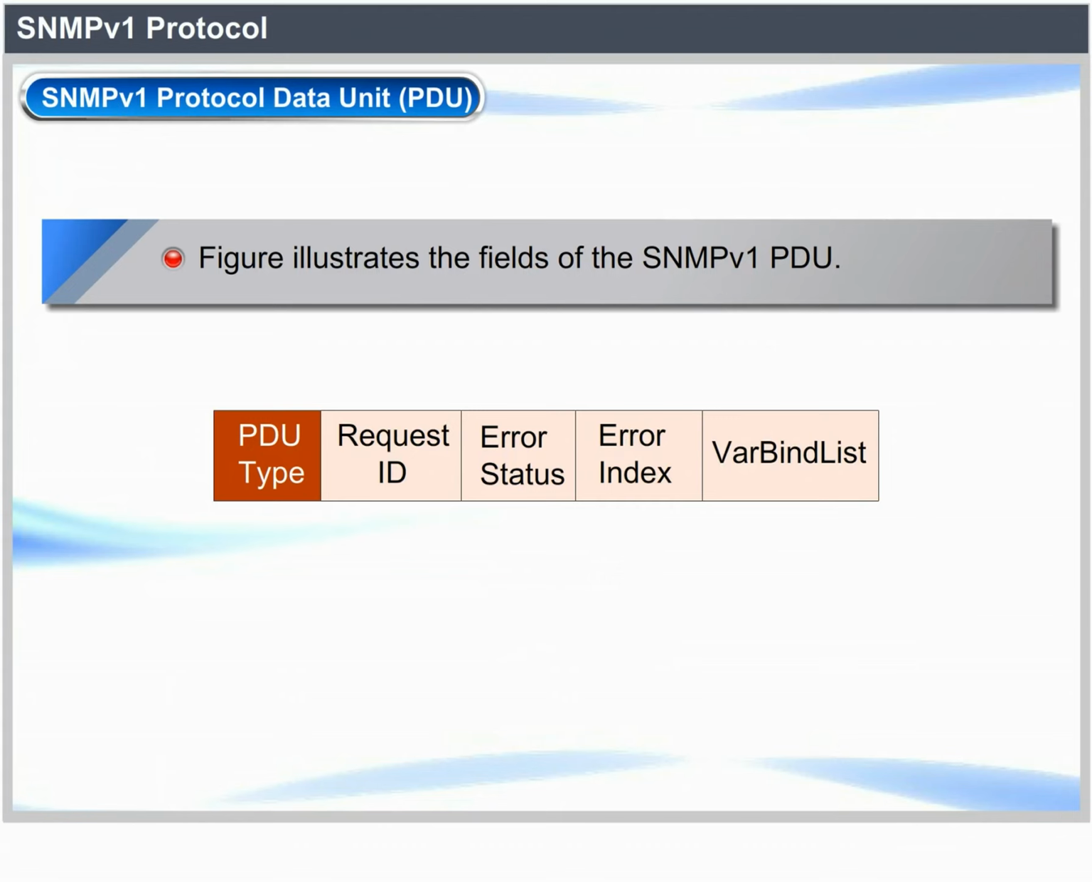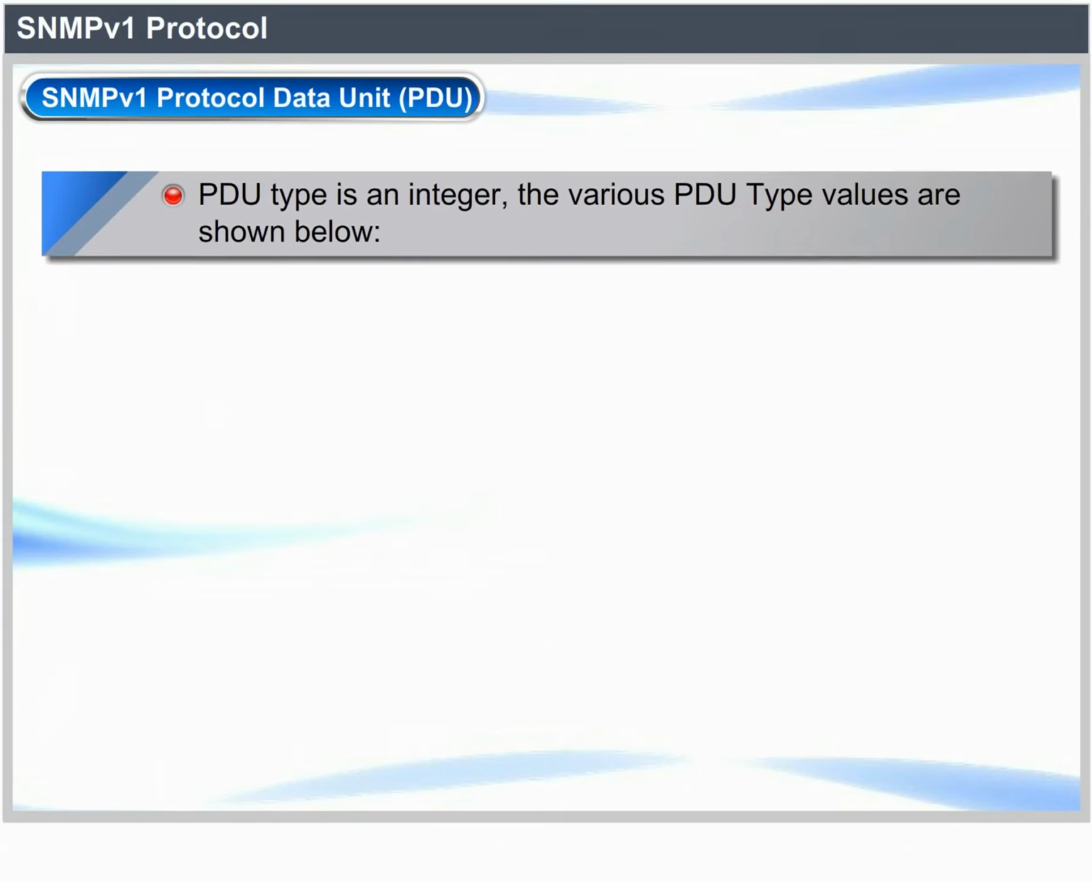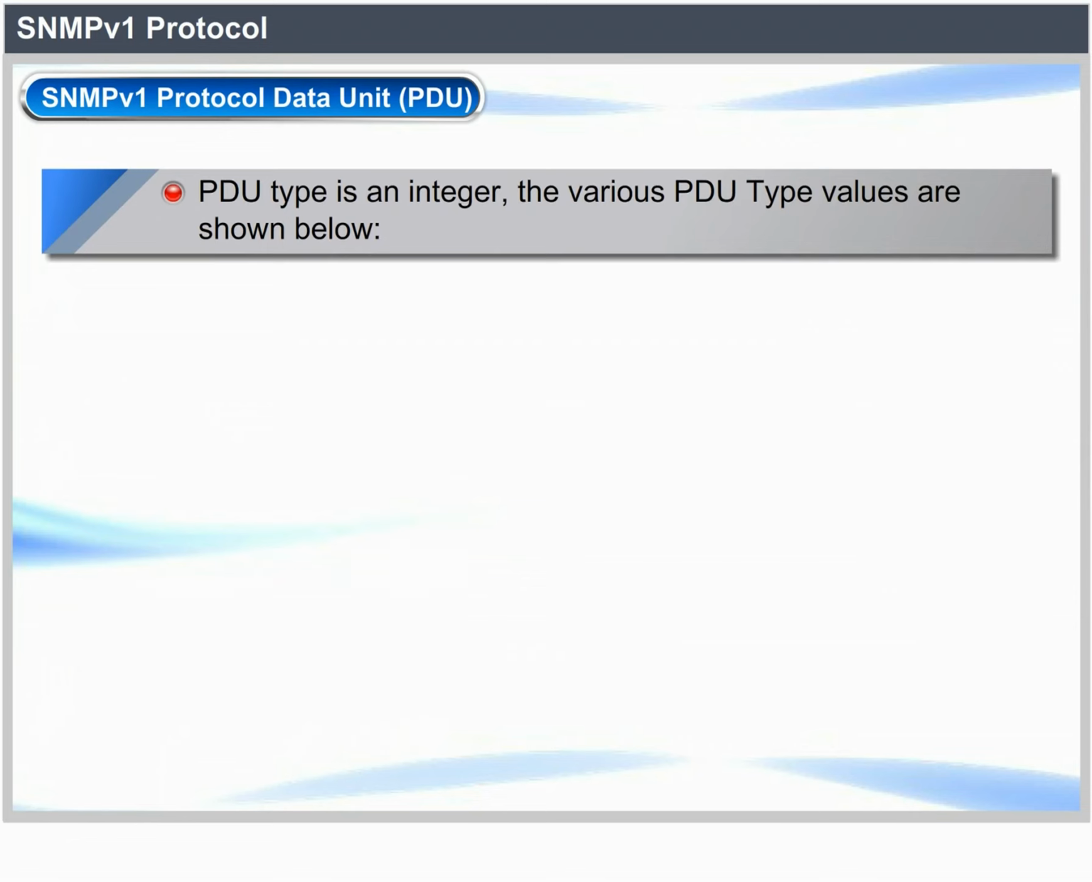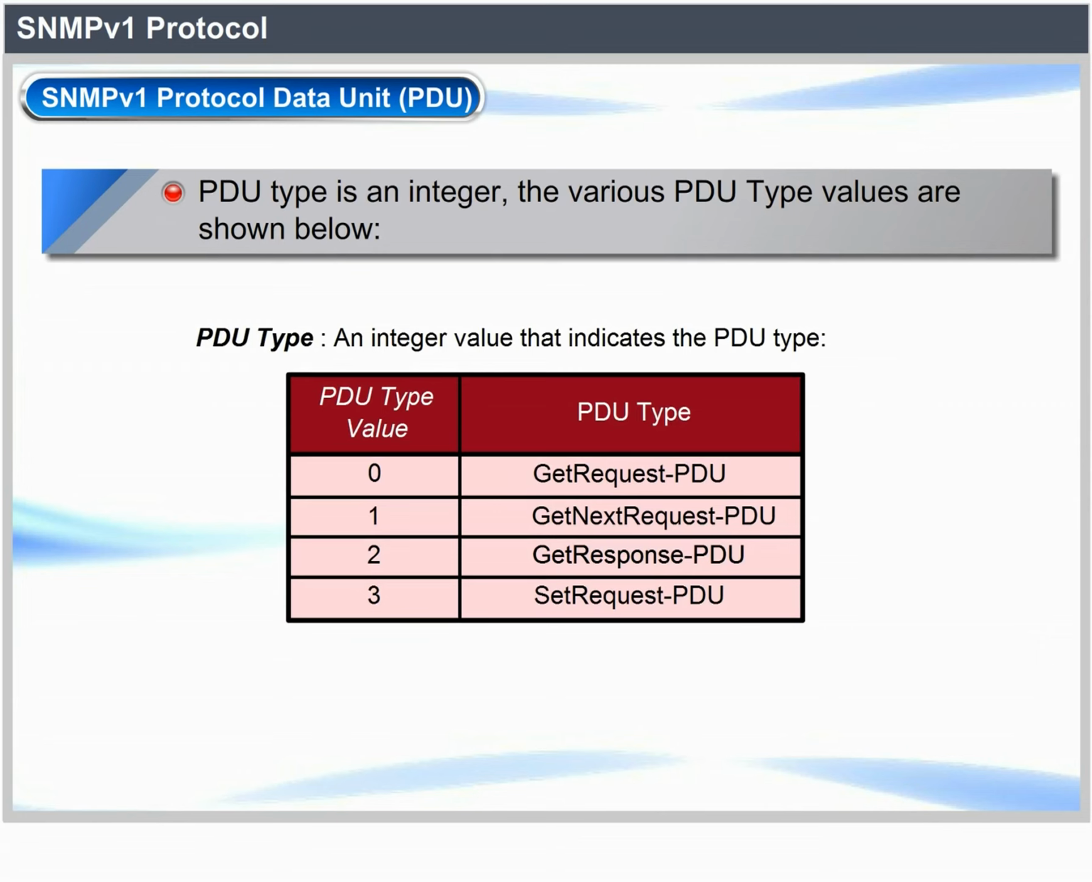PDU type is an integer. The various PDU type values are shown below. PDU type, an integer value that indicates the PDU type. Table, first column, PDU type value, second column, PDU type. First row, 0, get request PDU. Second row, 1, get next request PDU. Third row, 2, get response PDU. Fourth row, 3, set request PDU.